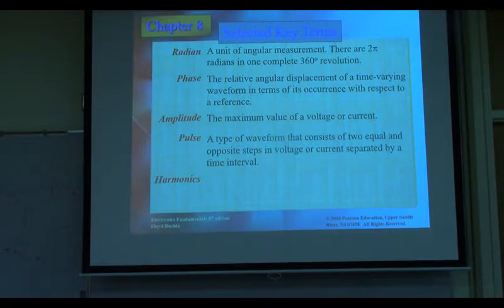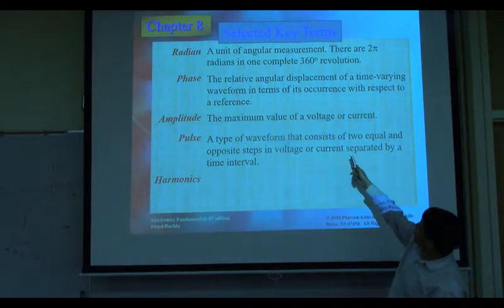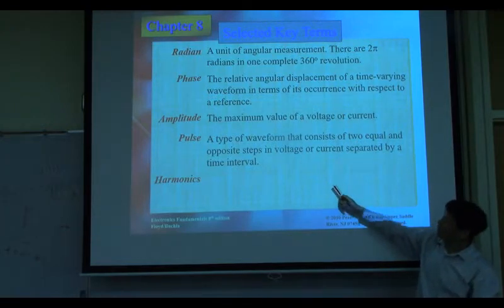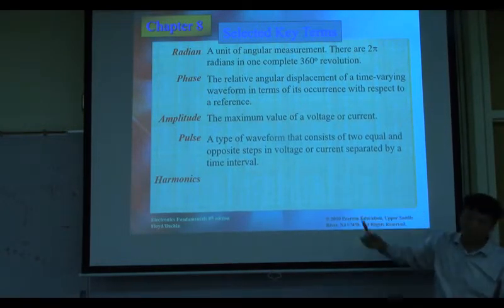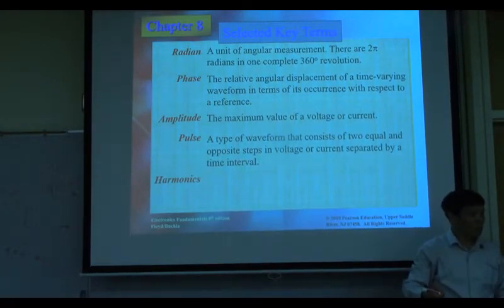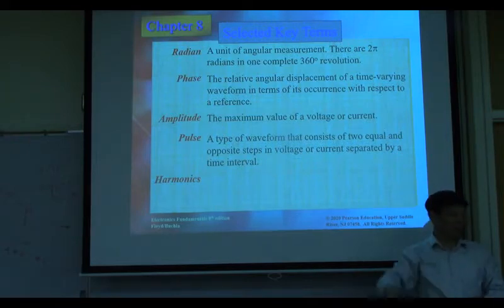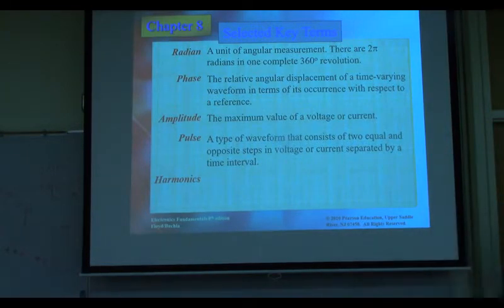I think you are interested in this, right? You brought a very good question about this square wave. So this is pulses. Pulses are a type of waveform that consists of two equal and opposite steps in voltage or current separated by a time interval. This is just a square wave, for example, positive 5 and negative 5. These are square waves.